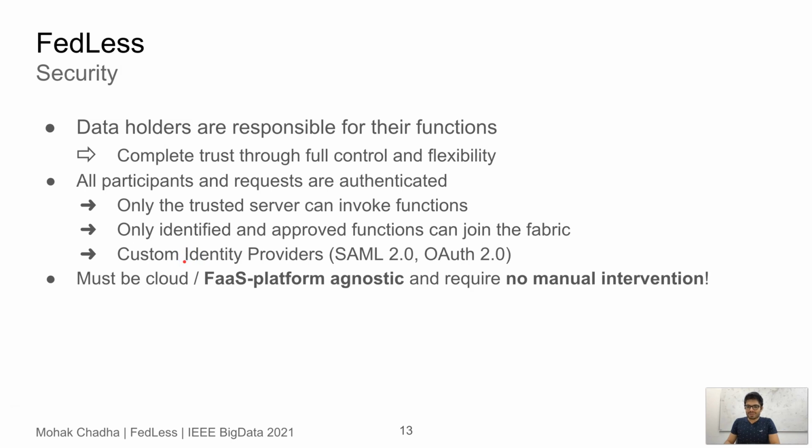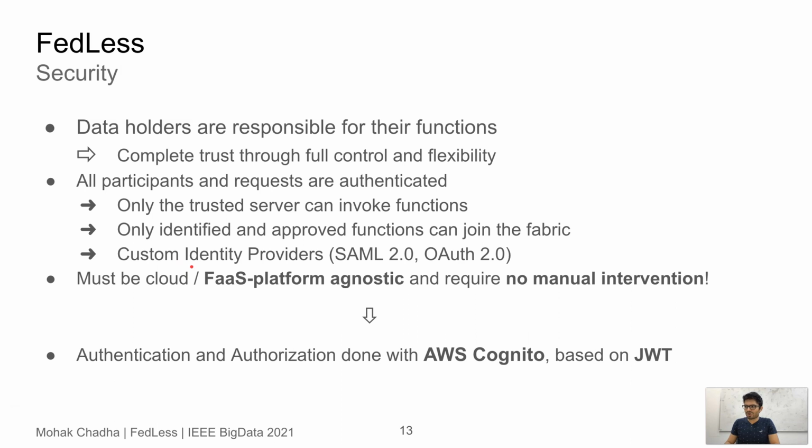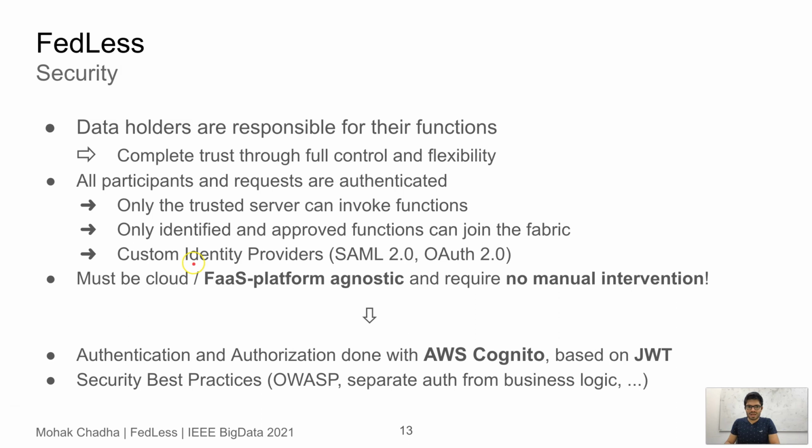The mechanism used for authentication and authorization must be agnostic to the cloud or the FaaS platform used and should require no manual intervention. For this, we make use of AWS Cognito, which is based on JSON Web Tokens. We follow best practices for security and counter most of the vulnerabilities listed by the Open Web Application Security Project with our system design. For example, the isolation of authentication and authorization by using separate functions.